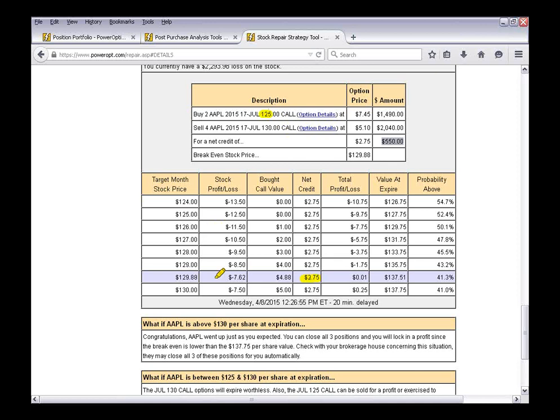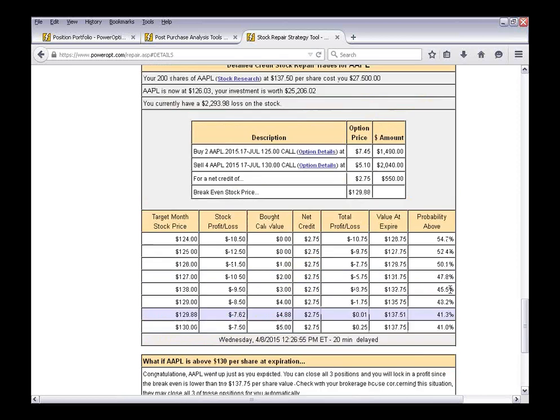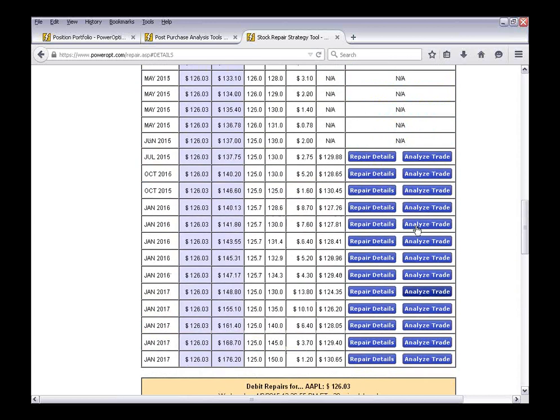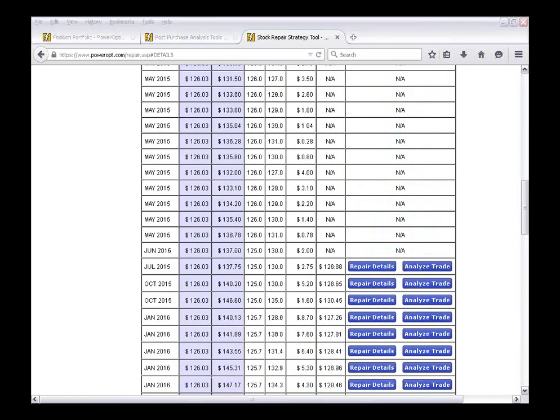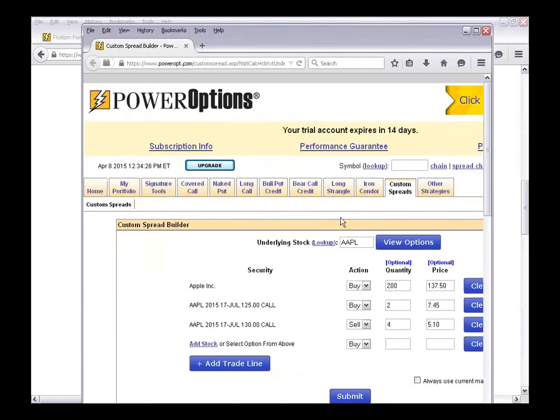And our 125 call would be worth 488. So with a loss now, remember 137.50, the stock's at 129.88, we have a loss of 762. The 488 long call value plus the 275 we kept counters that, and we get back to break even with a lower price. Okay, now let's scroll back up, and as I mentioned, it's great to see the numerics, but let's just take a look at the profit and loss chart.